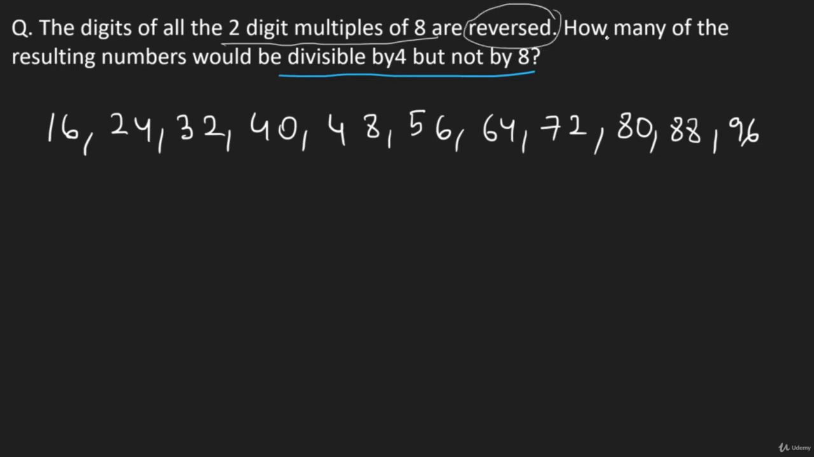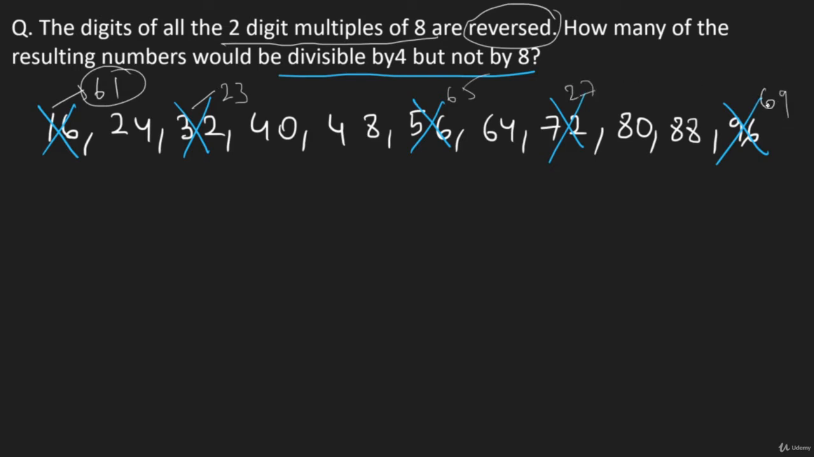So you can see that the number that you obtain after reversing the digits in the case of 16, 32, 56, 72 and 96 is an odd number, right? 16, if you reverse, you're getting 61, and an odd number will definitely not be divisible by 4, right? So therefore I can cancel out these numbers because these are odd. 32 becomes 23, you can see. 56 becomes 65, 72 becomes 27, and 96 becomes 69. So these are definitely not divisible by 4.